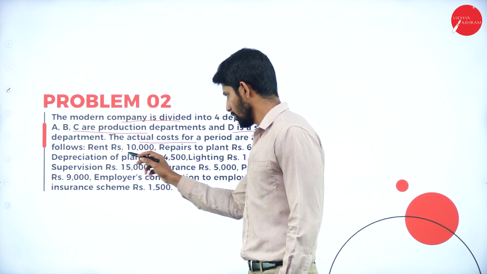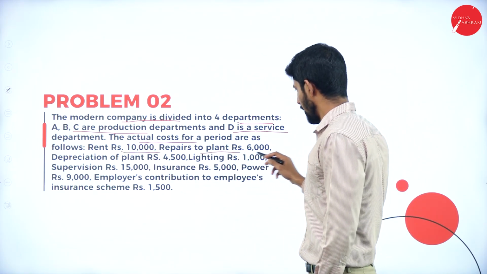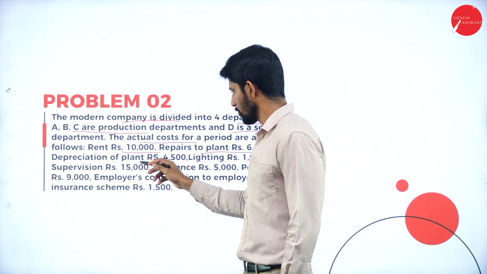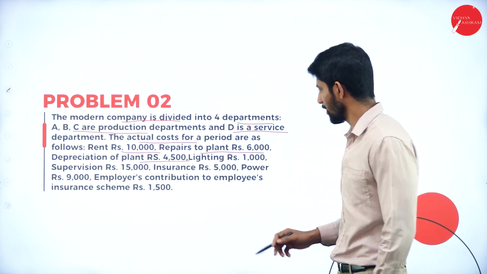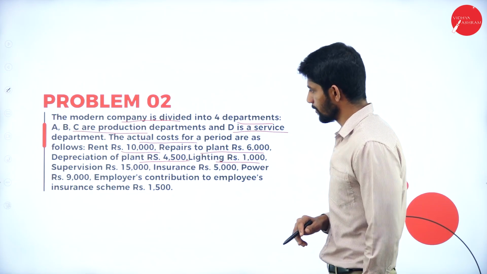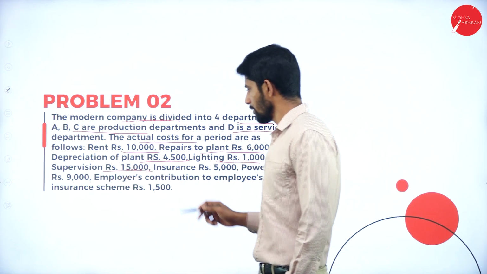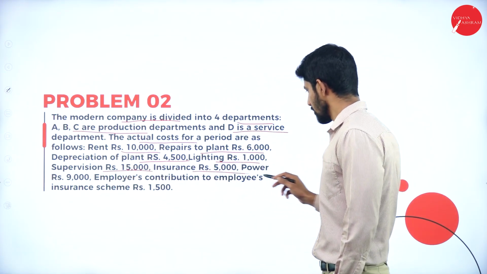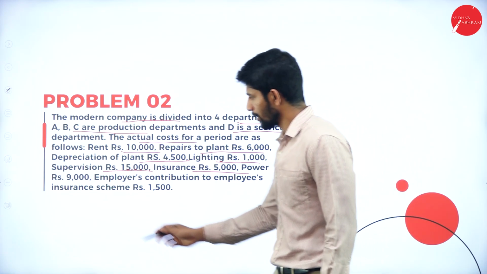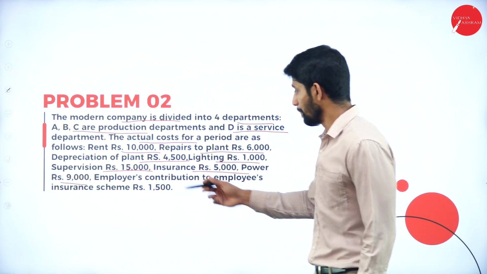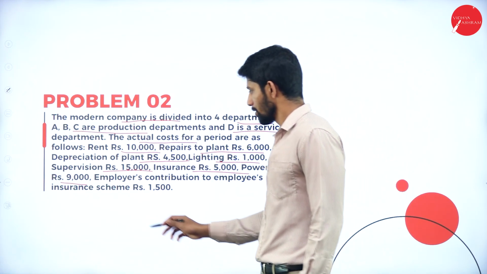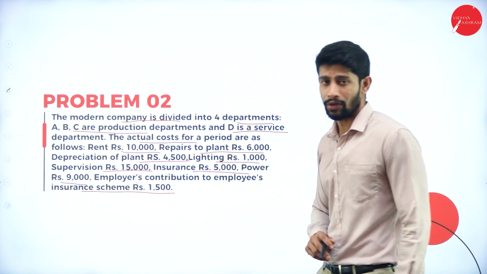So rent is how much? 10,000. Repair of plant is 6,000. Depreciation of plant is rupees 4,500 and lighting is 1,000. Supervision 15,000. Insurance 5,000. Power it is 9,000. Employer contribution to employees insurance scheme 1,500.